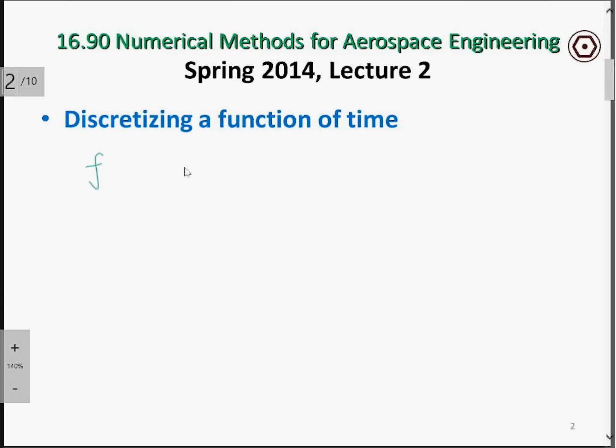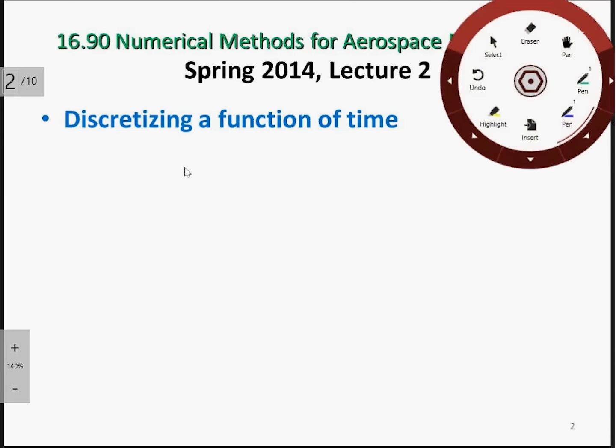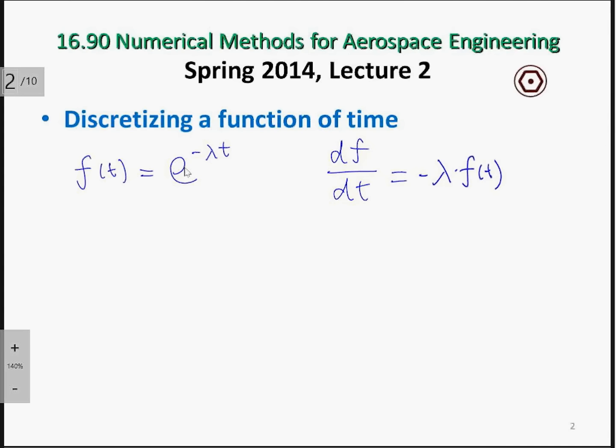When you write down f of t equal to e to the minus lambda t, can somebody tell me why this function is common in ODEs? It's a solution to essentially the simplest ODE you can find in the world: df/dt equal to minus lambda times f of t. So if I solve this ordinary differential equation, I'm going to get this function.